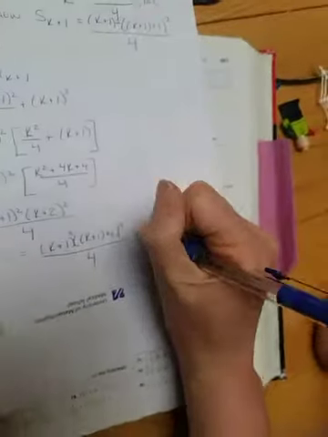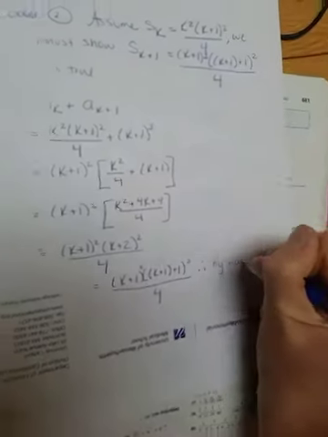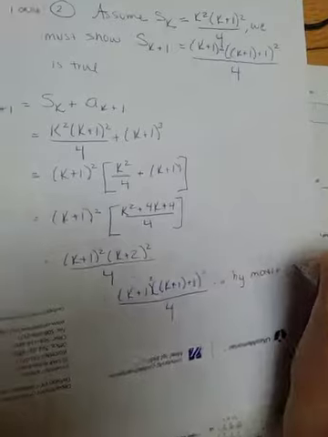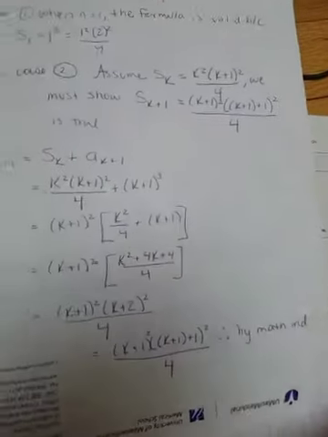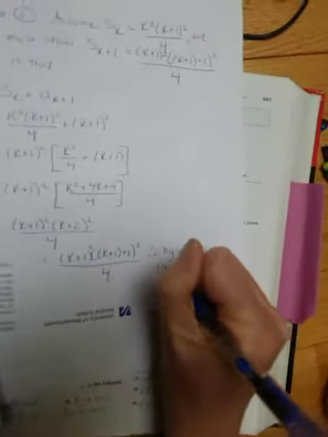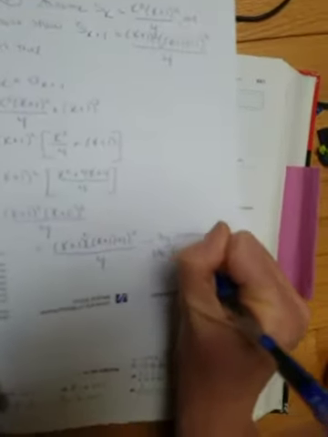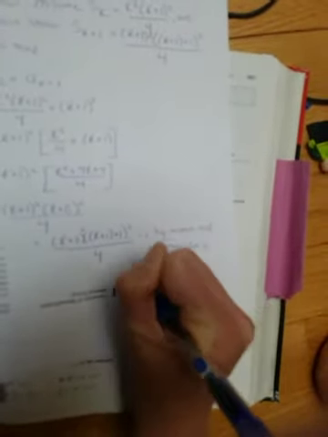So I would end it by saying, therefore, by mathematical induction, what am I going to say? Well, I guess we could say, I'm trying to cut down on what you need to write here. The formula is valid for all integers n greater than or equal to 1.